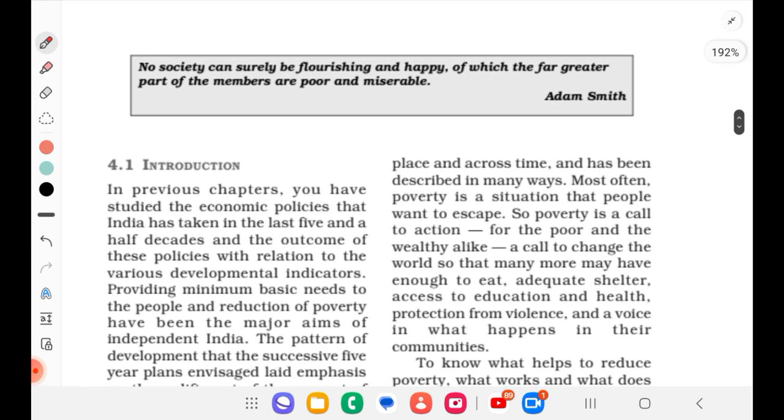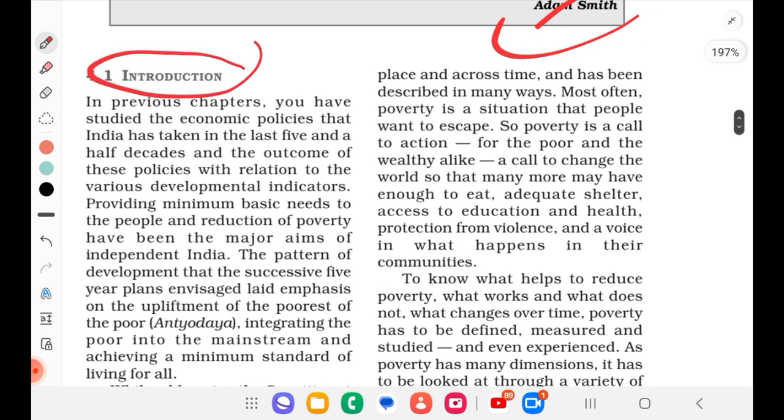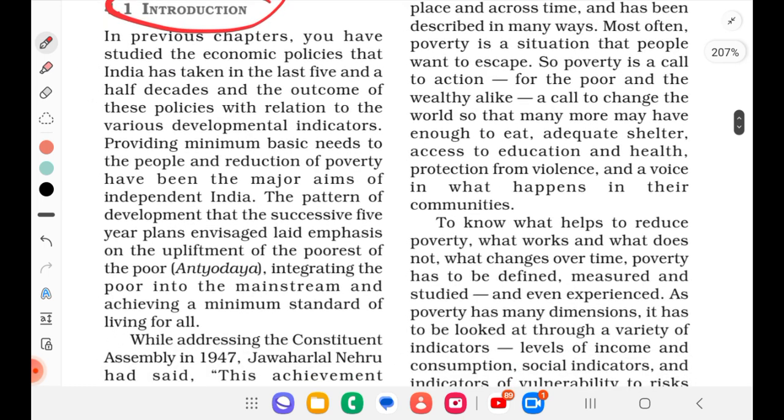"No society can surely be flourishing and happy, of which the far greater part of the members are poor and miserable." Adam Smith. Introduction. In the previous chapters, you have studied the economic policies that India has taken in the last 5.5 decades and the outcome of these policies in relation to various developmental indicators. Providing minimum basic needs to the people and reduction of poverty have been the major aims of independent India.